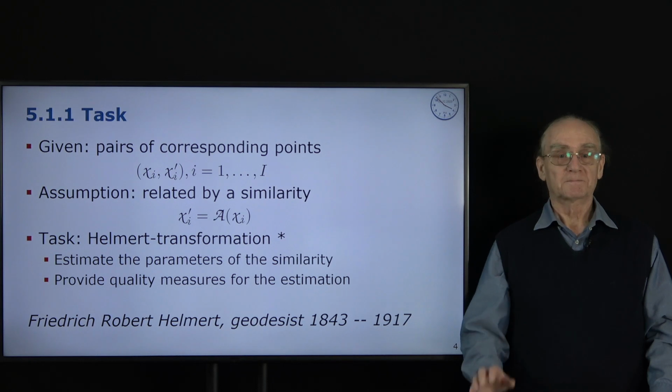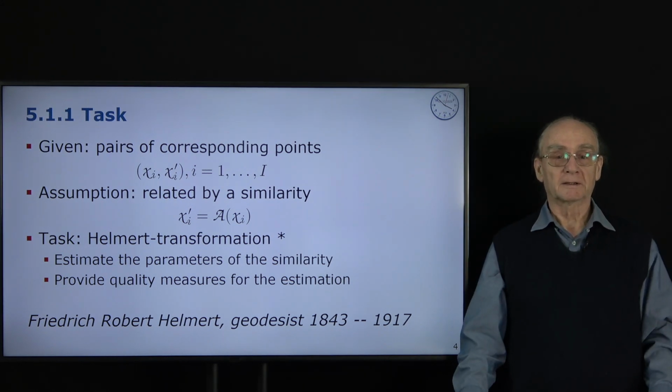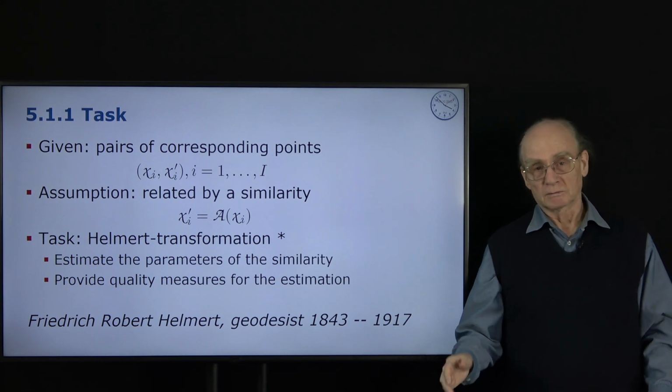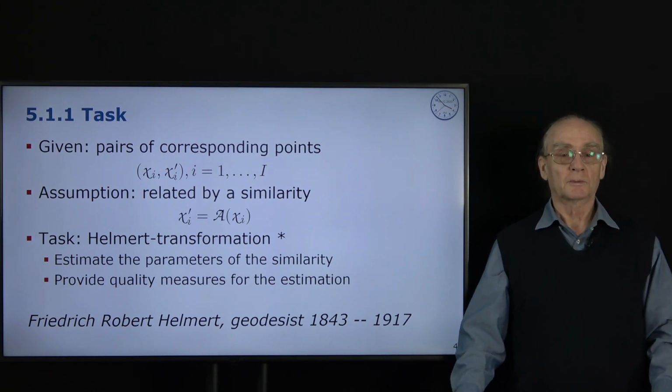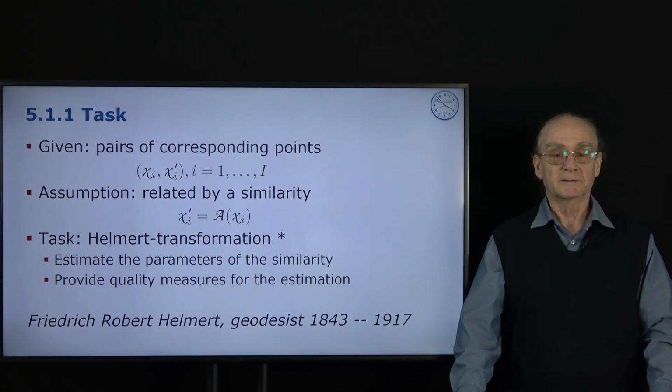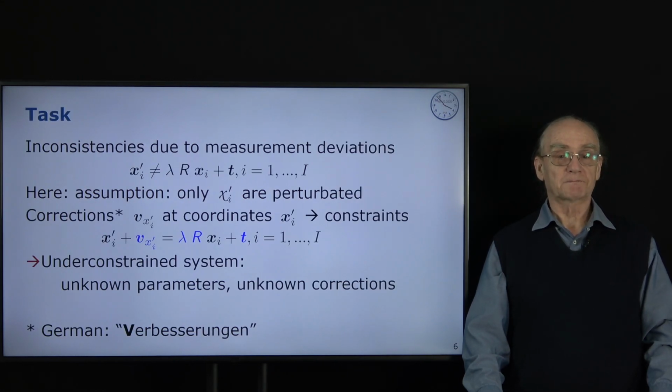Let's start with the task. Let's assume we have pairs of corresponding points in two different systems, xi and xi prime, and we have capital I number of points. We assume they are related by a similarity or possibly a motion, and the task is to solve the Helmert transformation. The Helmert transformation is that transformation which gives the best estimate for the parameters. Friedrich Robert Helmert was a geodesist born in 1843, who worked on estimation theory and especially on these geometric and geodetic problems. So the task is to estimate the parameters and provide quality measures of the estimation.